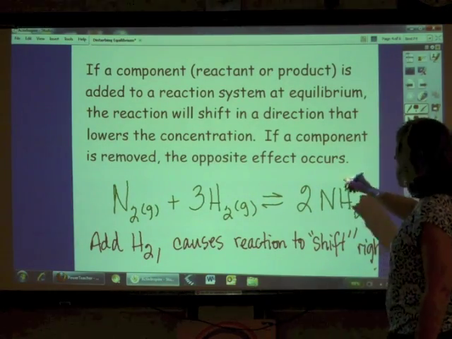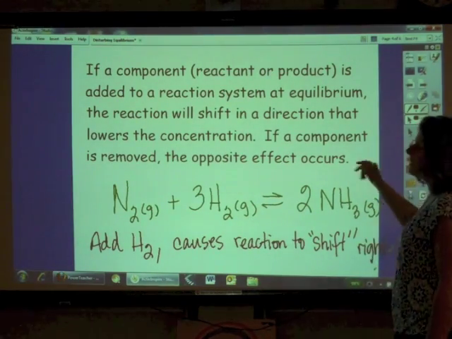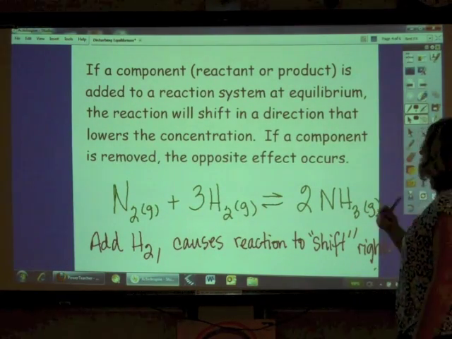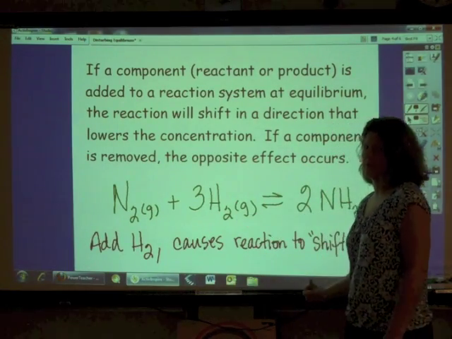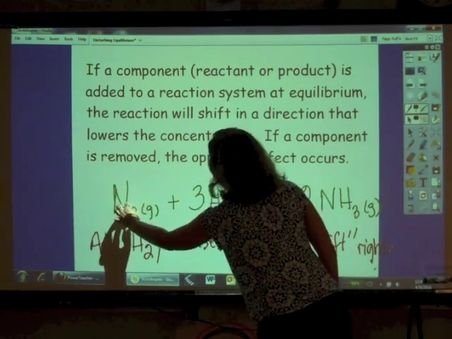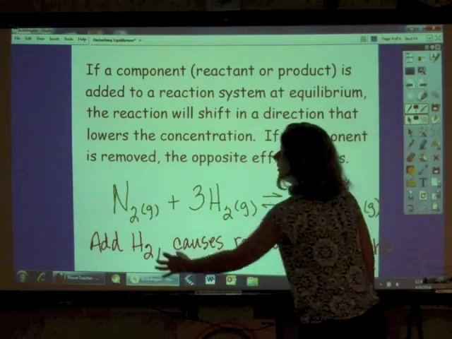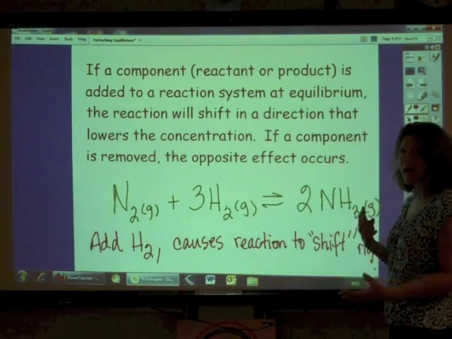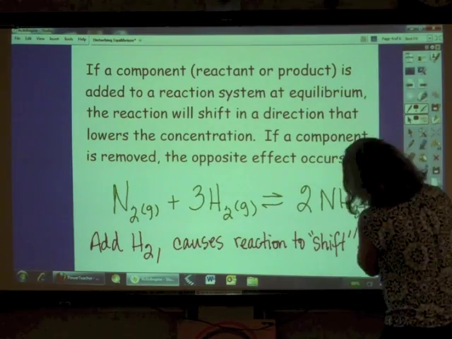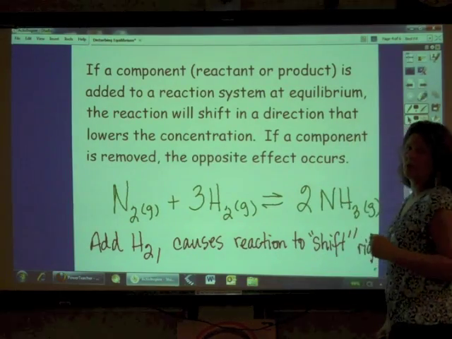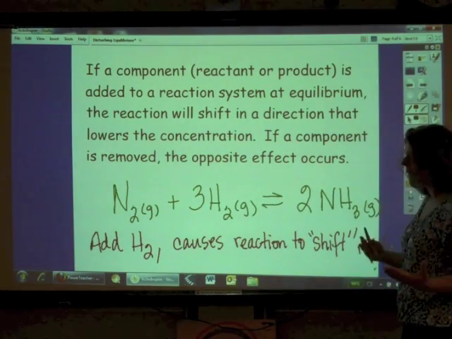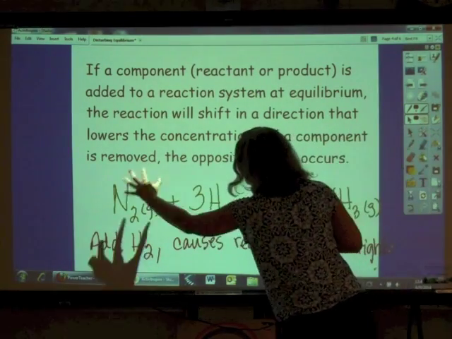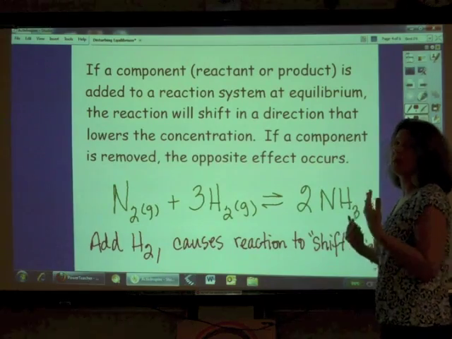What about if we add ammonia? If we add ammonia, which way is it going to shift the reaction momentarily? It's going to shift it to the left. What if we remove nitrogen? If we remove nitrogen from this reaction mixture, it wants to counteract that disturbance. And so again, the reverse reaction rate will be greater momentarily than the forward one. And so it's going to shift this left to replenish the nitrogen that has been removed.